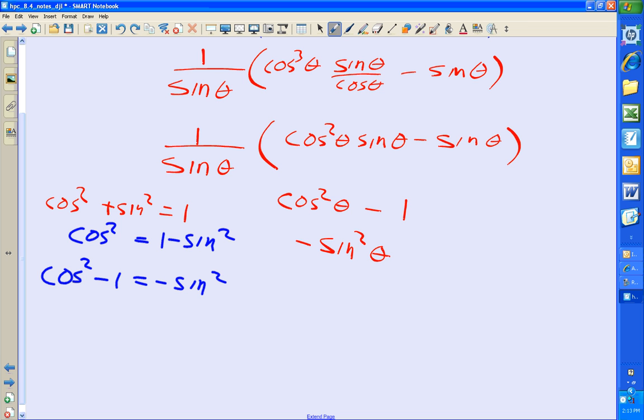So are you not sure where this came from? Okay, let's distribute. Cos squared sine divided by sine, what cancels? What would you have left?